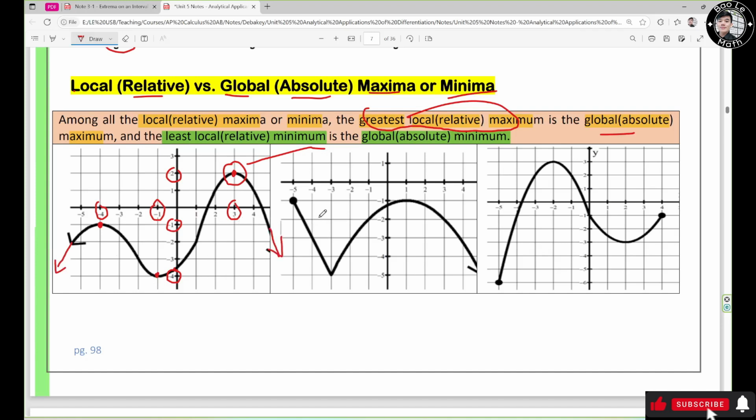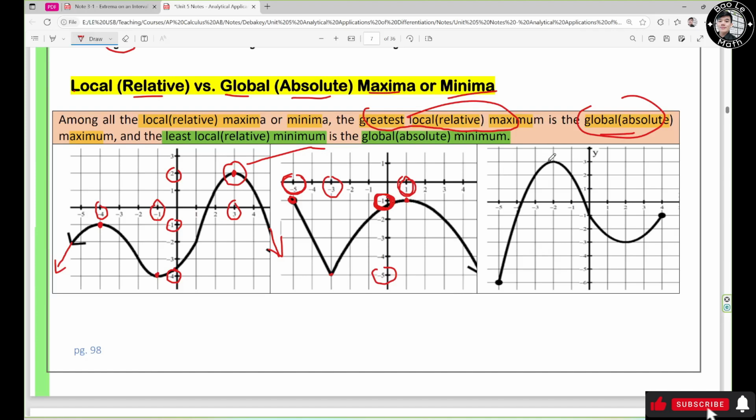Now look at picture number 2. The local max is right here, -1 at x equals -5, and right here, -1 at x equals 1. And the function has a local min right here, -5 at x equals -3. Now we're going to talk about the global max. The greatest local maximum is the absolute maximum. The greatest is -1 right here. So this one is the global max, and the function does not have a global or absolute minimum.